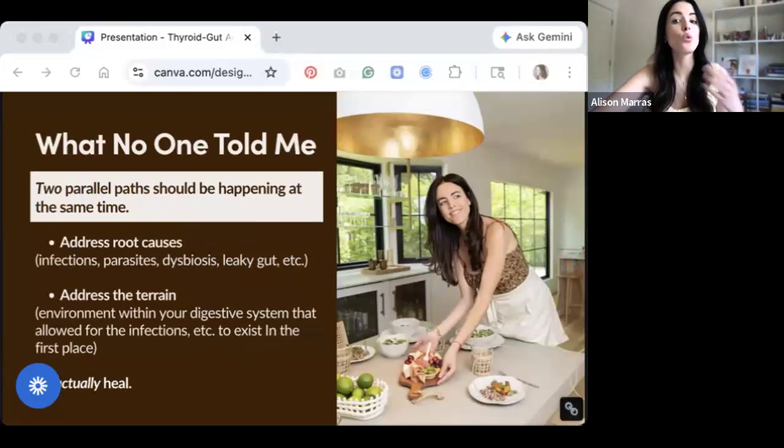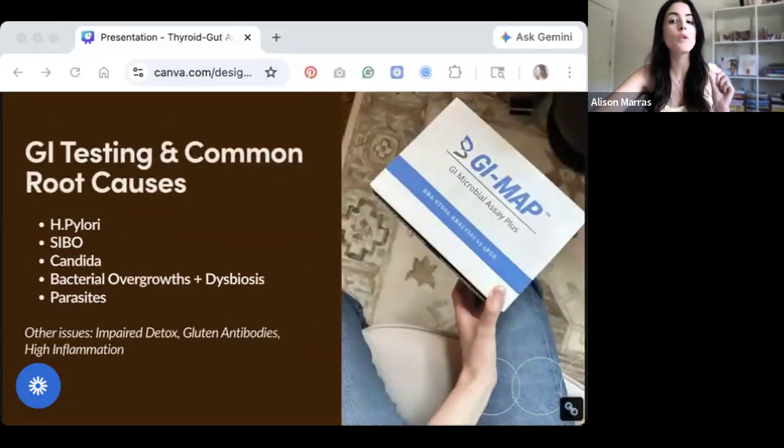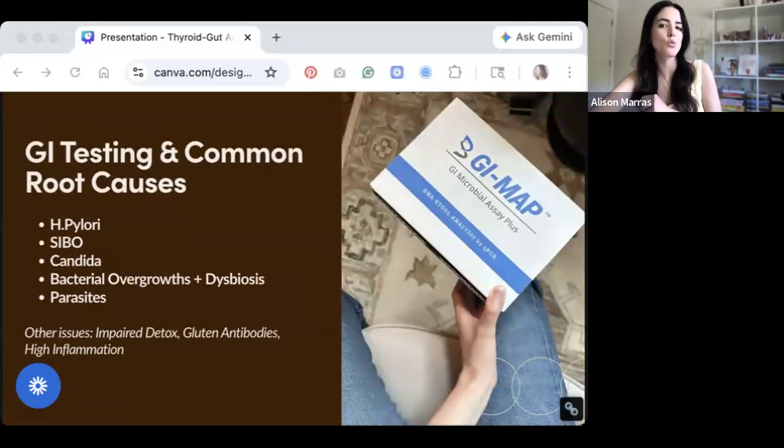So in a little bit, I'm going to show you more about the exact framework we use to create a resilient gut by addressing both of those things at the same time. But first, I want to dig into the most common root causes that go unaddressed that we see over and over again in our practice. And we find these through comprehensive stool testing, which general doctors are just not running. And so we find issues like H. pylori, SIBO, Candida, bacterial overgrowths and dysbiosis, which is again that imbalance of bacteria, and parasites.